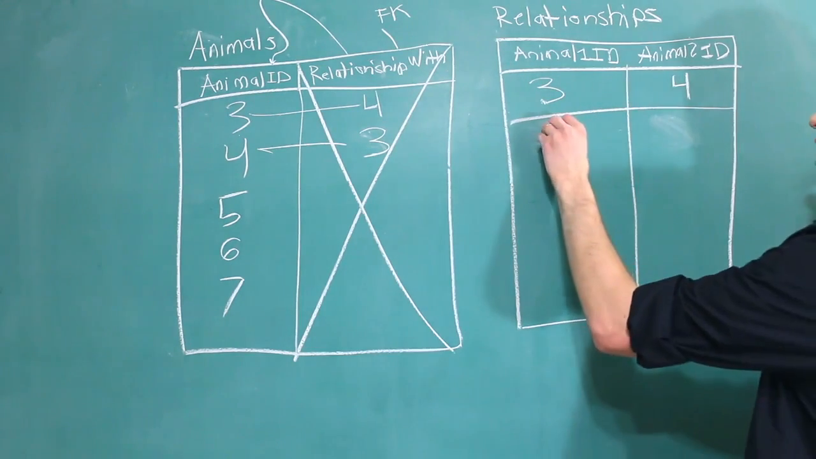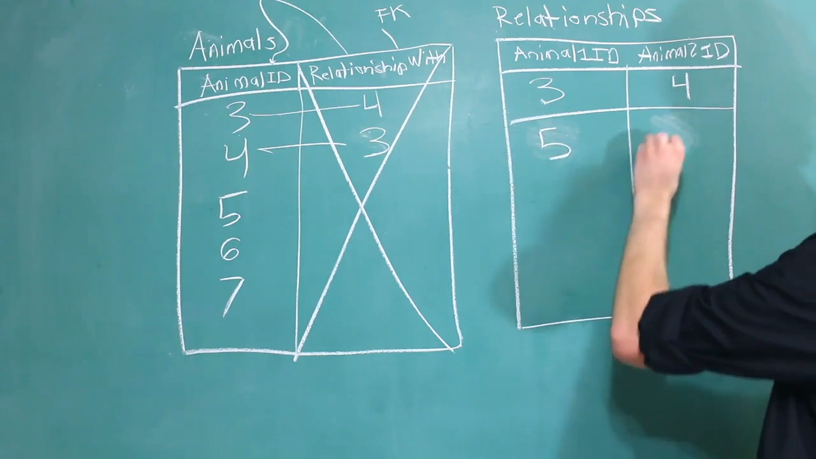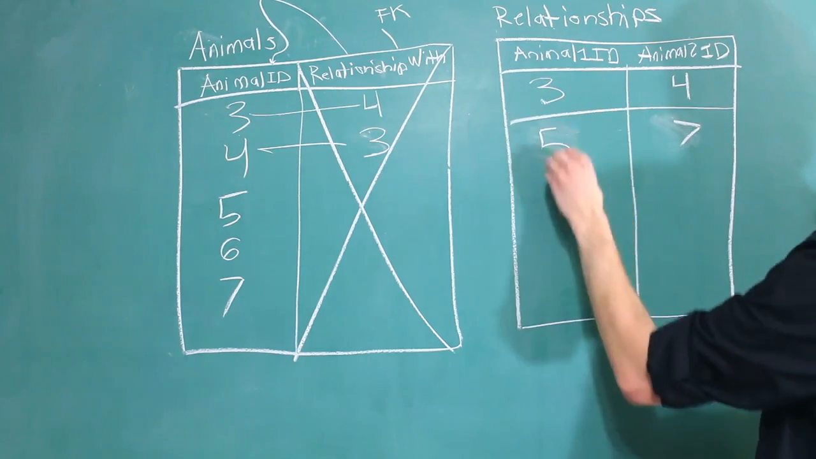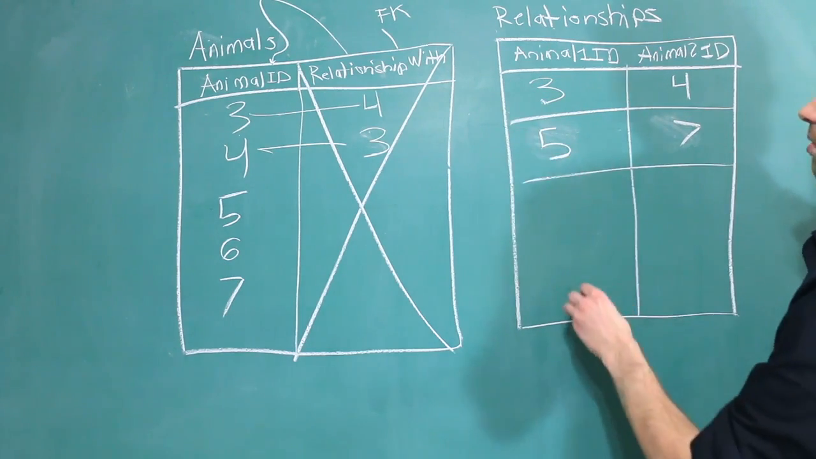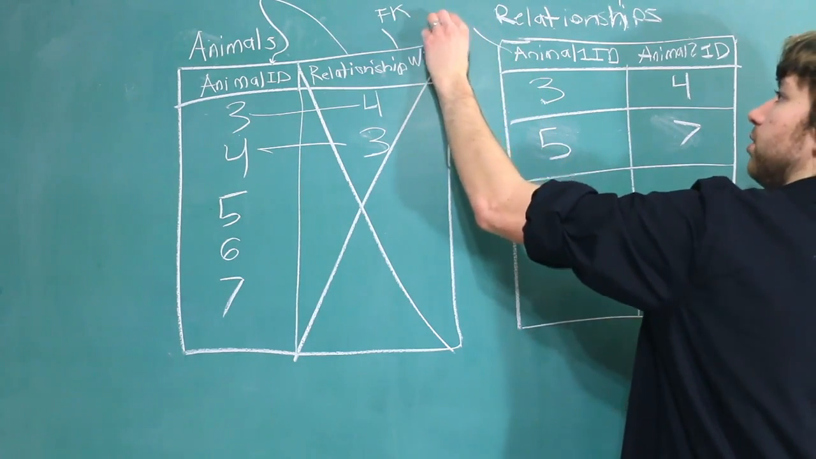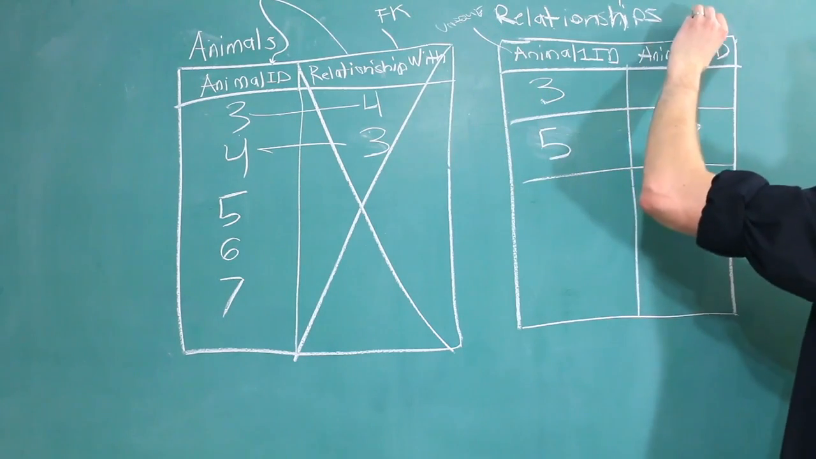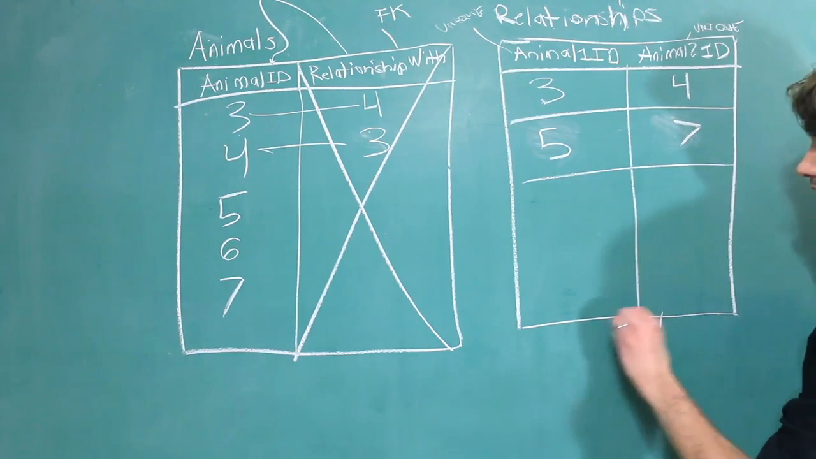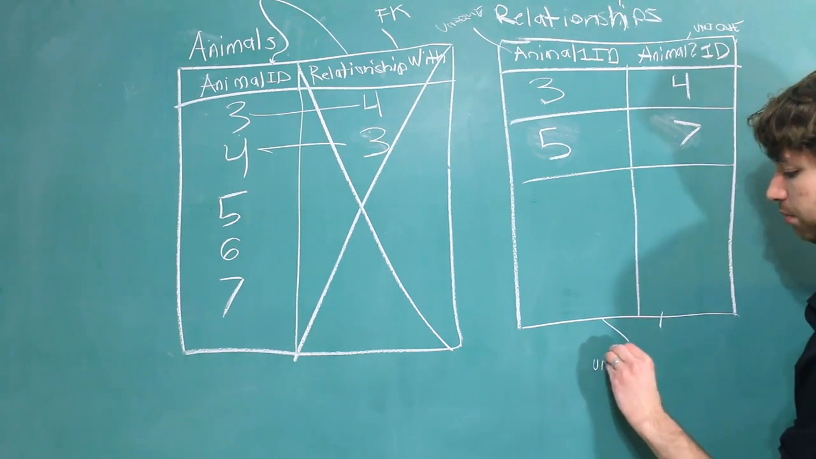Okay, so that means 5 could be in a relationship with 7, but we can't use 3 again in this column. What that means is that this column can be unique and this column can be unique. You could also make the group as a whole unique. That way we don't have any repeating data.